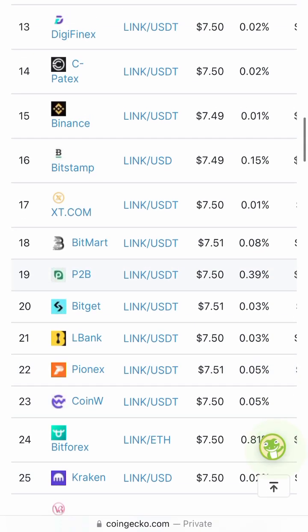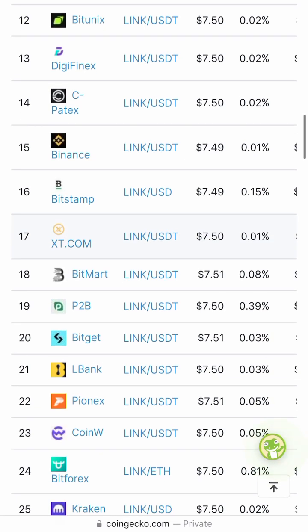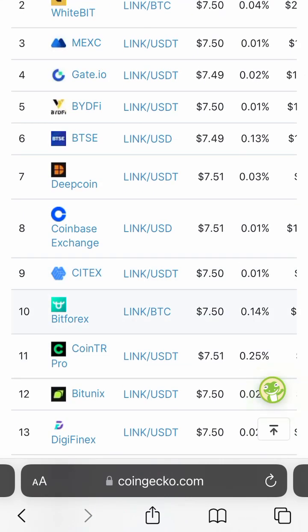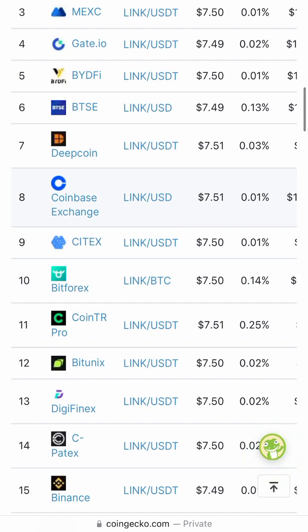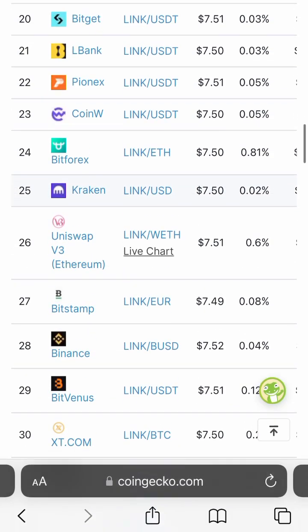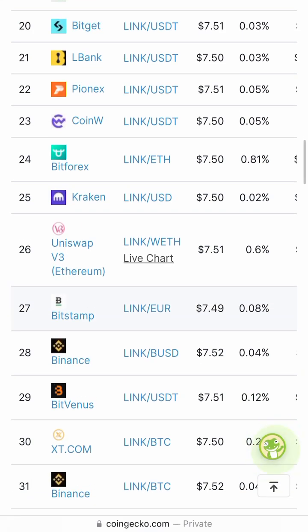The slight difference is 0.02. Now 0.02 looks like a very small amount of money, but when you run the calculation, if you have $1,000 and you use $1,000 to buy it lower at gate.io, and then you sell it in Pioneers, which is selling for 7.51, you are going to make a profit of $1,000 multiplied by 0.02. That's going to give you, let's say, $20. It looks so small, but it's not small.